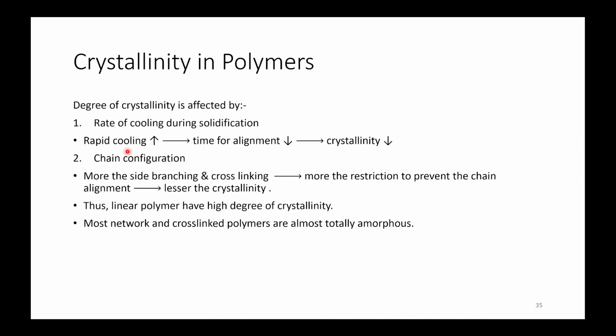Now, chain configuration. The more side branching and cross linking, the more restriction to chain alignment, and the lesser will be the crystallinity. So if there is more cross linking, side branches and pendant atoms, then it will have less crystallinity. Thus, linear polymers have a high degree of crystallinity, and most network and cross-linked polymers are almost totally amorphous. So, thermoplastics are more likely to show high crystallinity.